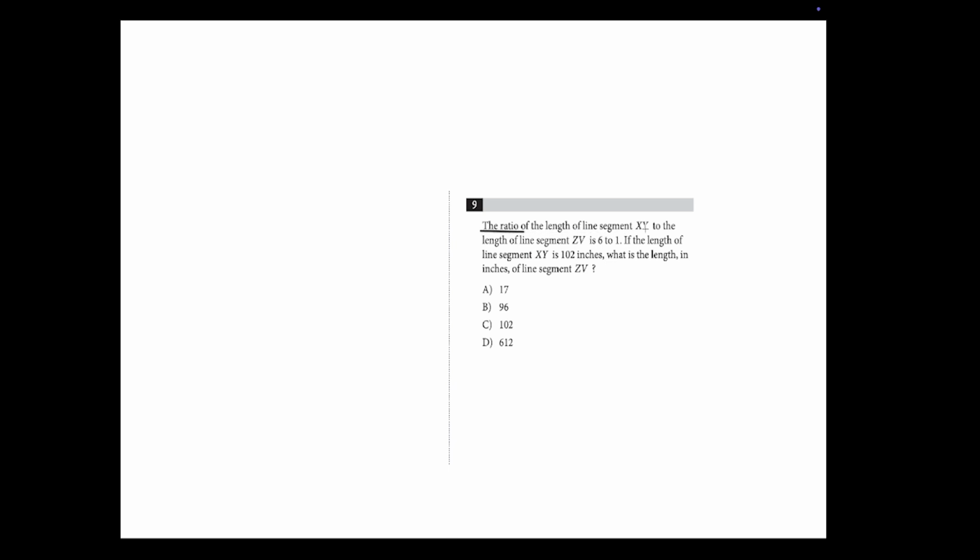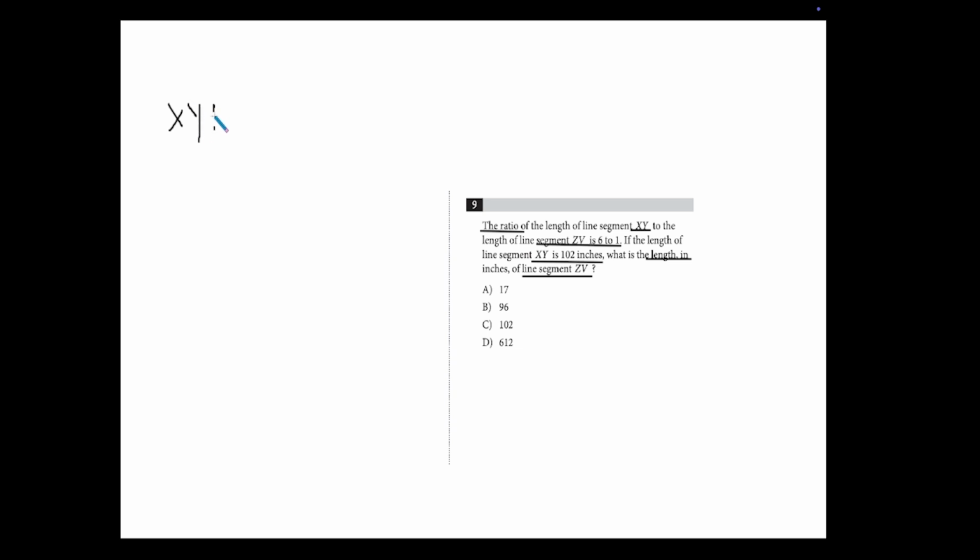It says the ratio of the length of line segment XY to the length of line segment ZV is 6 to 1. If the length of line segment XY is 102 inches, what is the length in inches of segment ZV? So here I'm going to draw out the proportion, the numbers and the proportion they're given us.